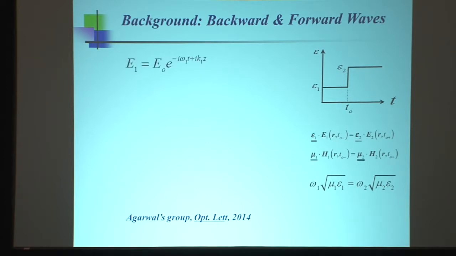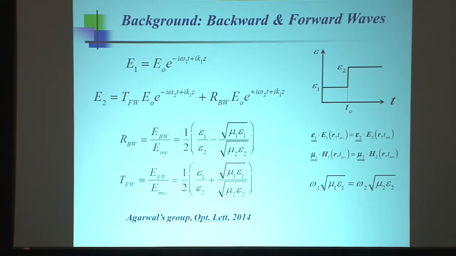In other words, if you start with a monochromatic wave like this, and then suddenly you change the permittivity, you notice wave number K1 stayed the same, but then omega 1 is not omega 1 anymore. It becomes omega 2. The question is, what is the relation between the magnitude of these two waves, forward and backward? Now, Govind Agarwal in 2014 solved this problem.